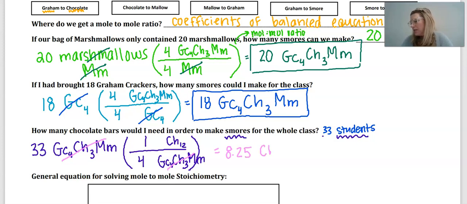8.25 CH12. Now, that's the exact number of chocolate bars that we would need. However, I can't buy a quarter of a chocolate bar, so I actually need 9 chocolate bars in order to create s'mores for the whole class. And I love this because this is taking a recipe essentially, and helping me determine how much I'm going to need in order to complete this project for our class.